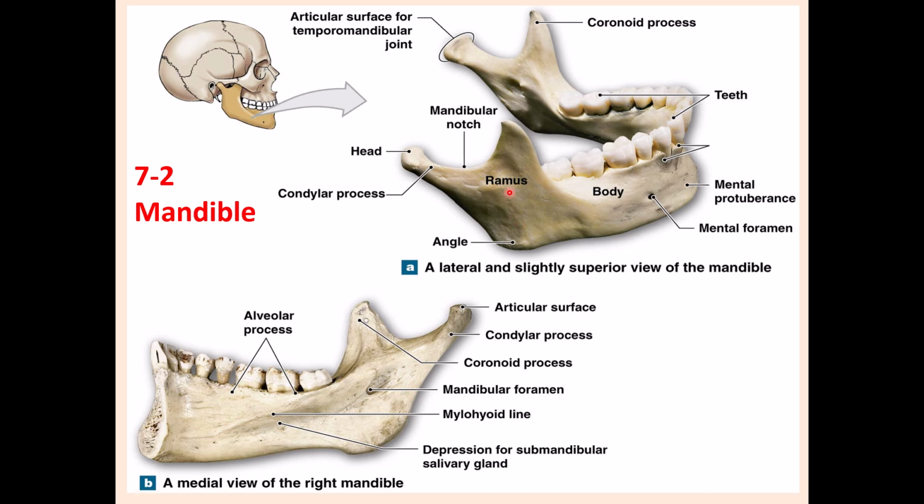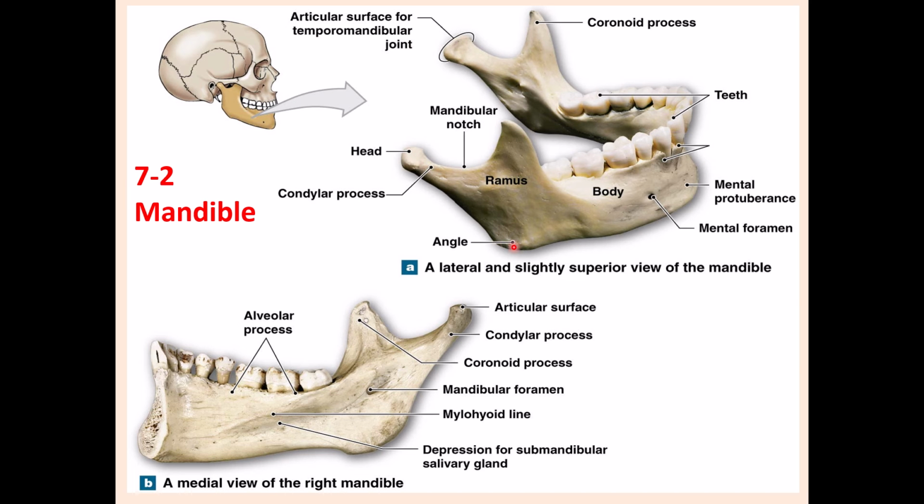It also has a few processes. One is the anterior one. This is called the coronoid process. The second one is called the condylar process, so this is the more posterior one. The area between the two processes is called the mandibular notch. A notch is something like a half moon or half circle shape. The condylar process also has a head, and that articulates with the mandibular fossa of the temporal bone. So that will make the temporomandibular joint.